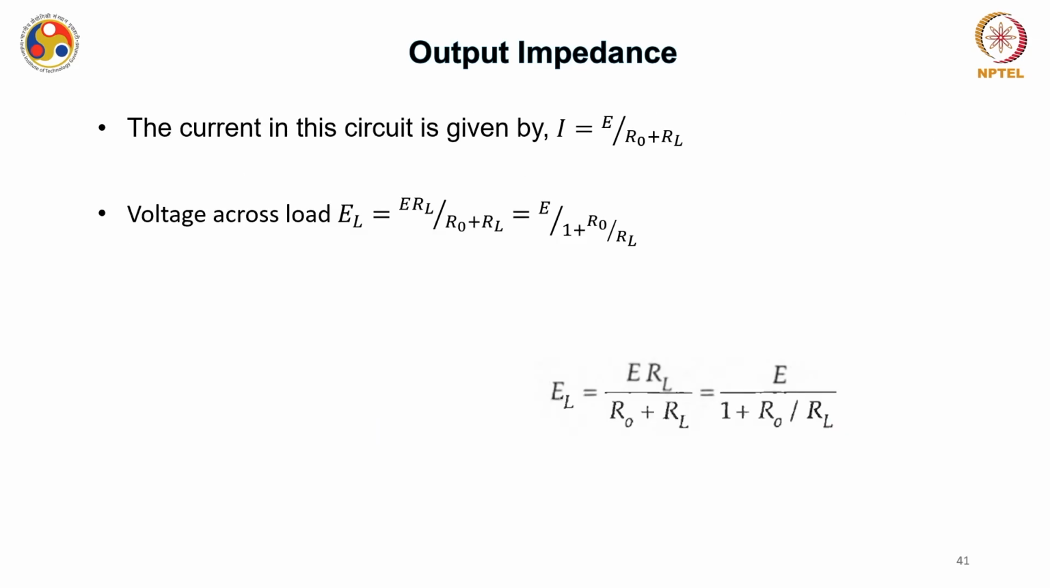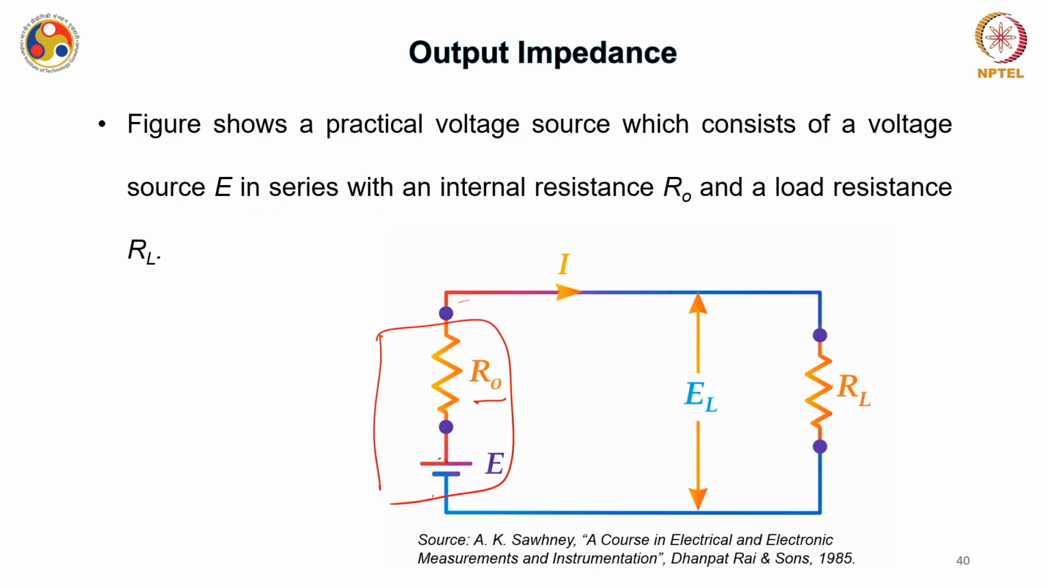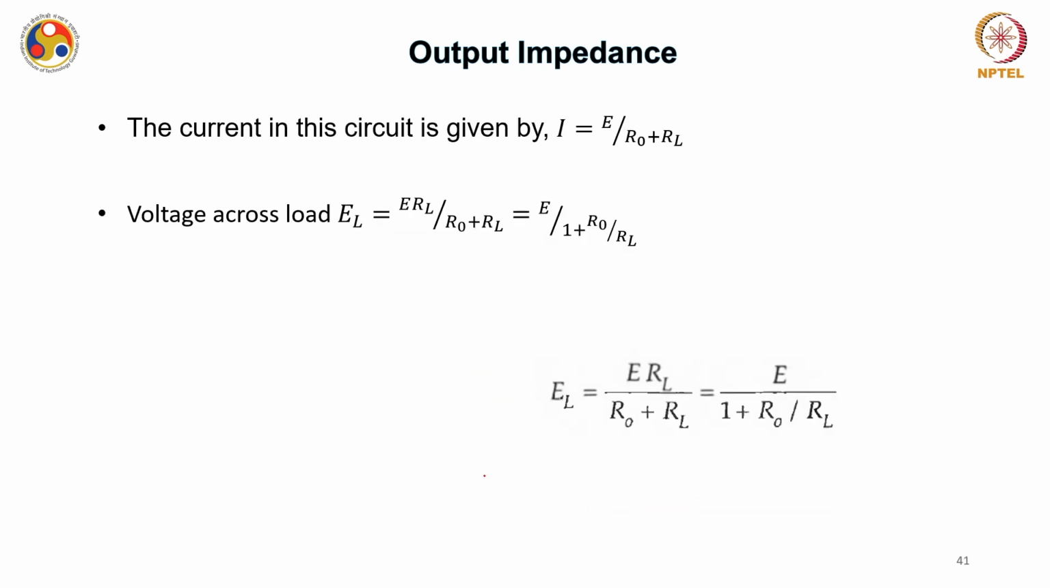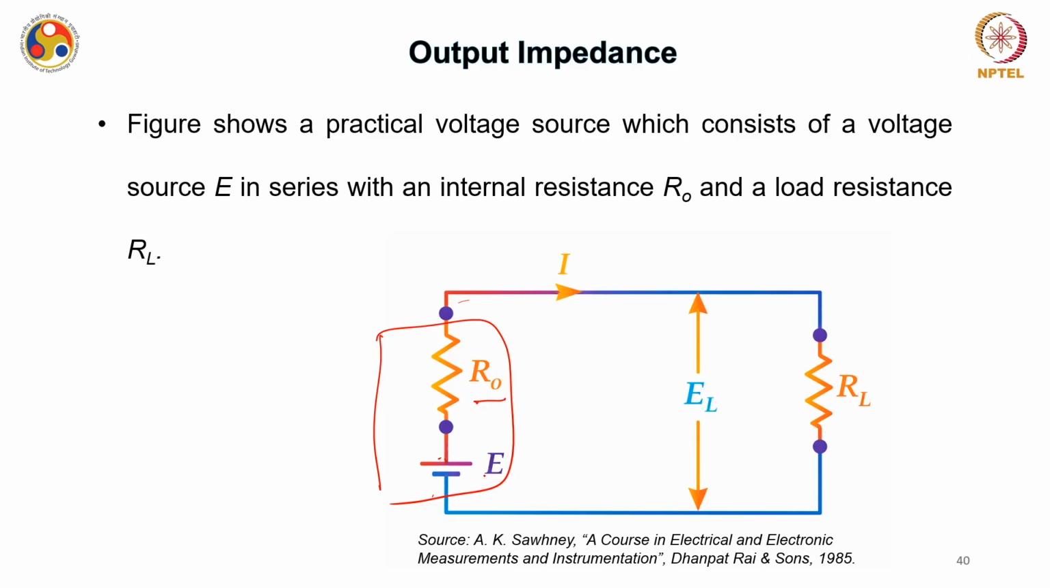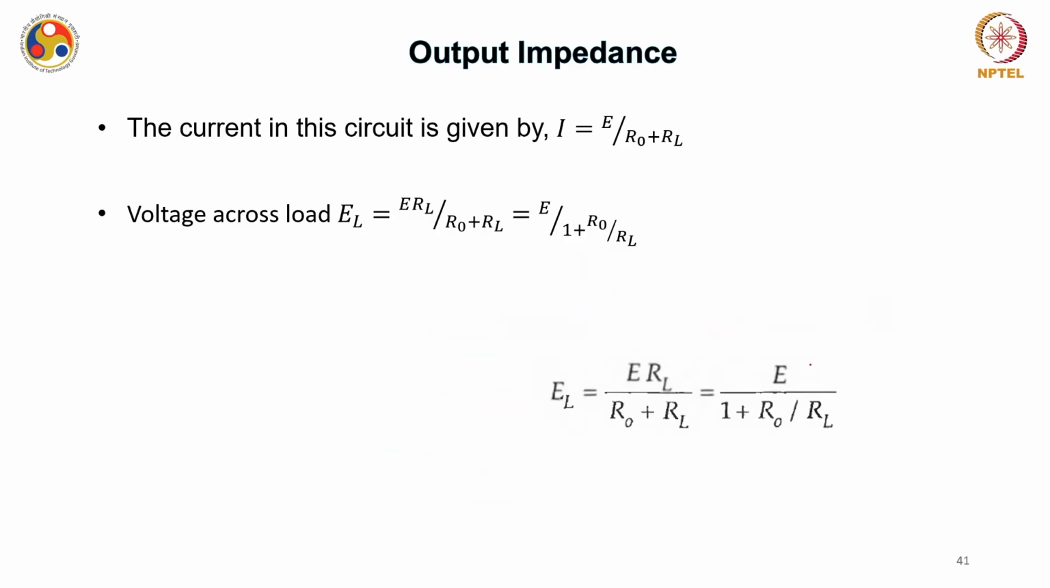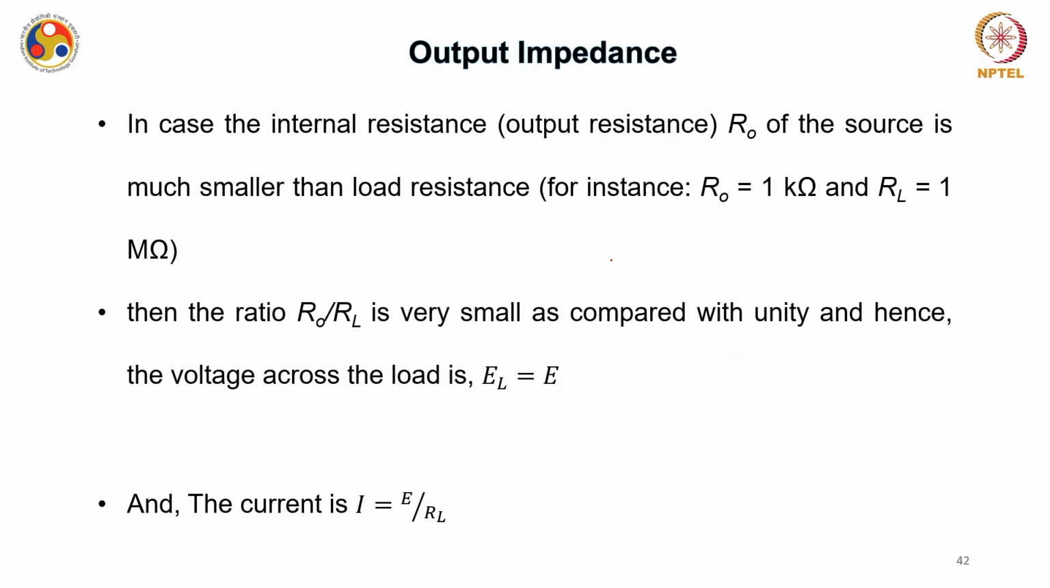Now, current in this circuit can be simply calculated as E by (R0 plus RL), and the voltage across the load, EL, can be given as E times RL by (R0 plus RL). If you simplify, it is E by (1 plus R0 by RL). So, EL is given as E by (1 plus R0 by RL).